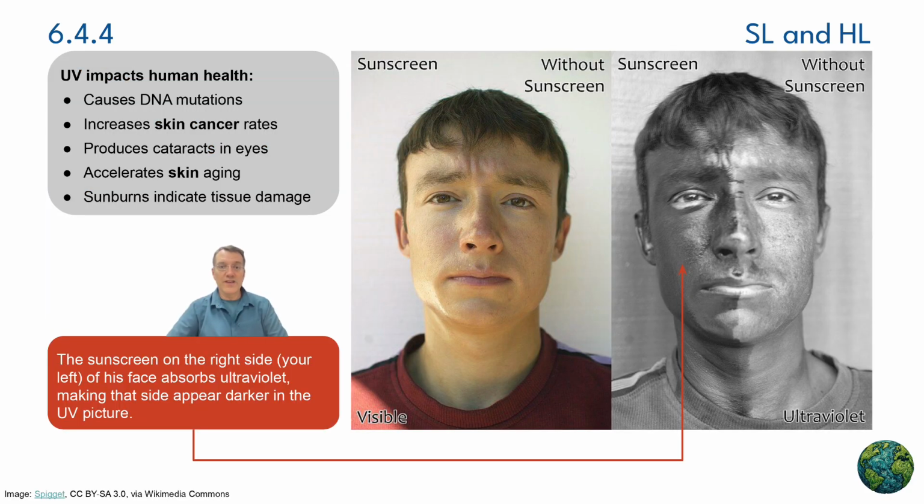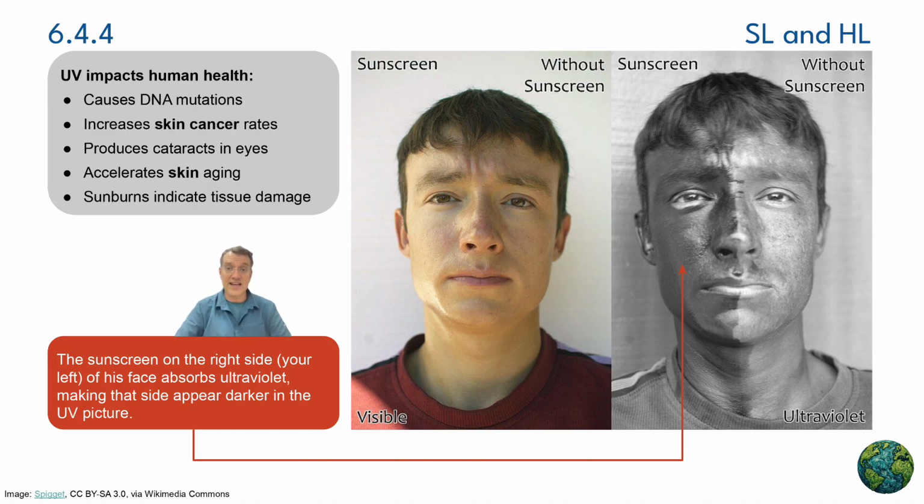For humans, UV exposure causes several serious problems. First, it causes DNA mutations, which can lead to increased skin cancer rates. That's especially pronounced in the southern hemisphere where ozone depletion has been more severe. UV radiation produces cataracts in the eyes, which is a clouding of the lens that impairs your vision.